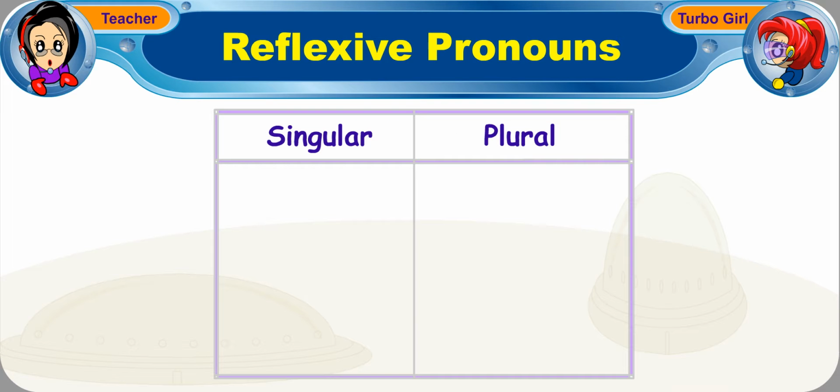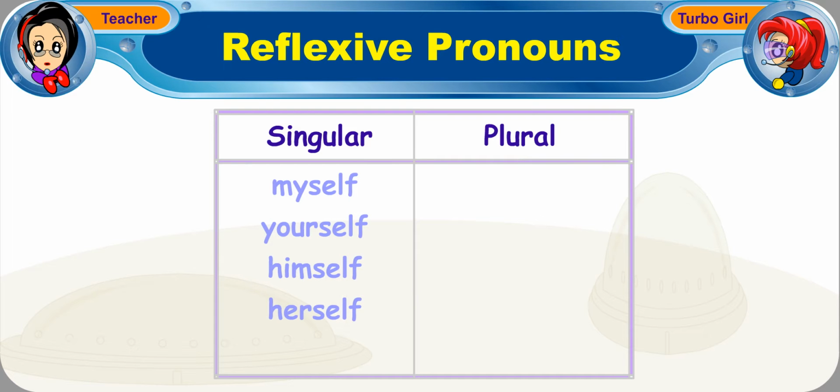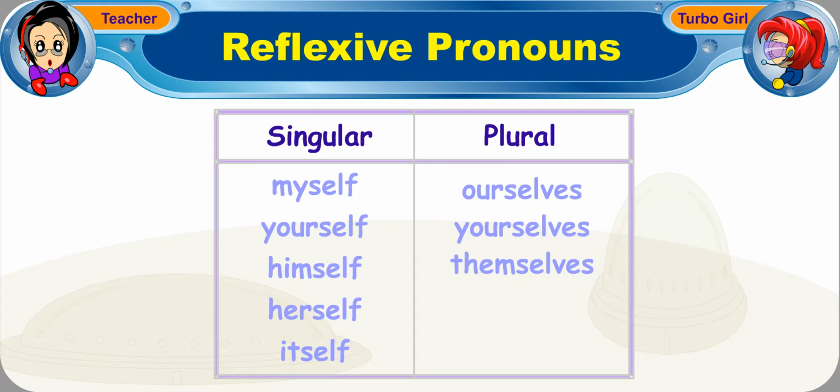Reflexive pronouns can be in the singular or plural form. The singular reflexive pronouns are myself, yourself, himself, herself, and itself. The plural reflexive pronouns are ourselves, yourselves, and themselves.